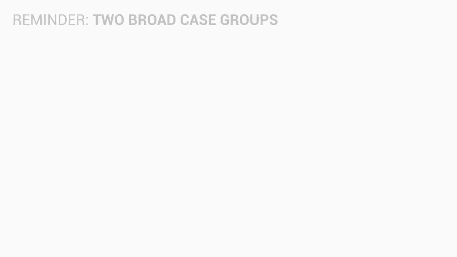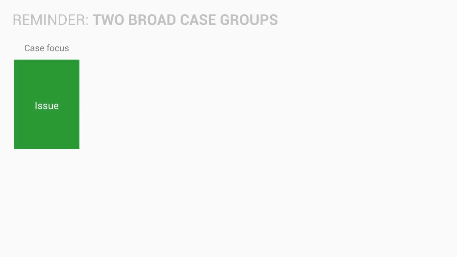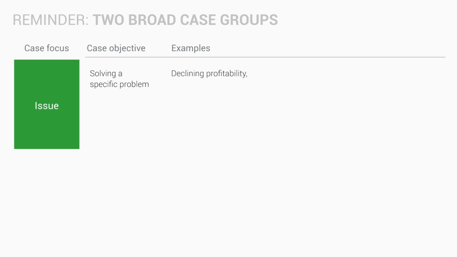Let's recap what we have seen in some of our earlier videos. There are two main possible case focuses: issue-based cases and cases where you need to support strategic decisions. Structure is the key to solving both of these types of cases. The objective of an issue-based case is to solve a specific problem. Examples of such case problems include declining profitability, low productivity, and inefficient operations.